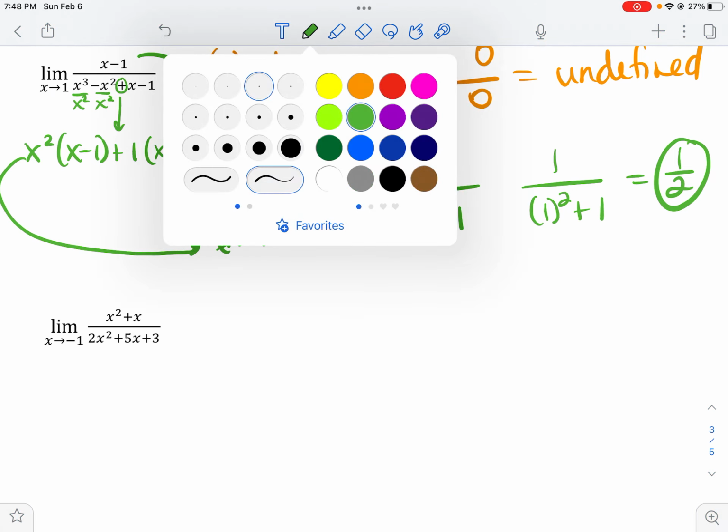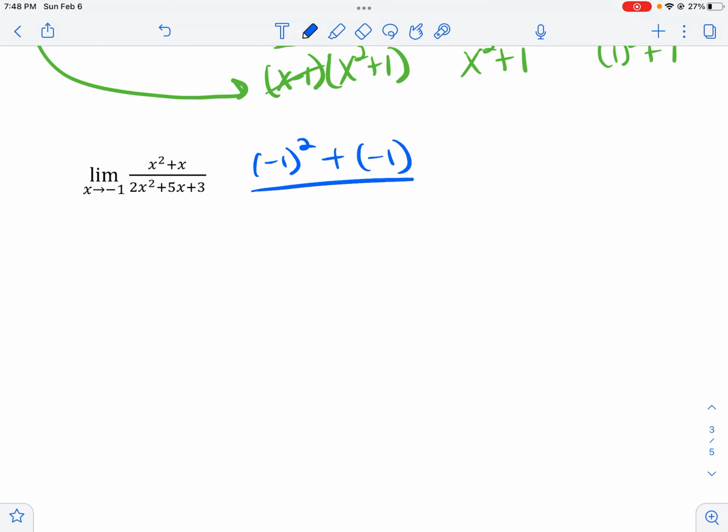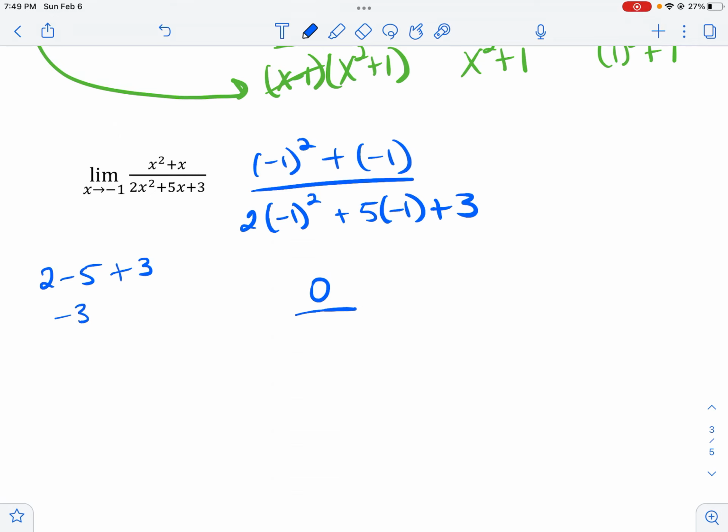Next one, which might be the final one. Oops, sorry. I could try the -1 in there. Always first try to just plug it in without anything. And I get 1 minus 1 on top, 0 over, I could put this in the calculator, 2 minus 5 plus 3. So it's -3 plus 3, 0 on the bottom, again undefined.